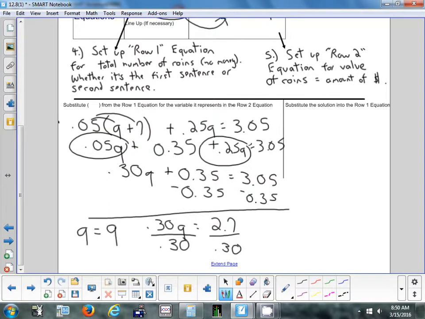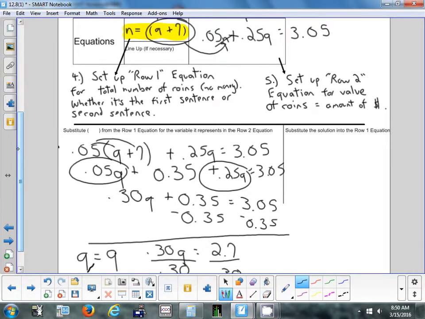Now, just like yesterday, I'll leave that up there so you guys can see. I'll put a little note on the end so I know it's a Q. Now I want the number of nickels and quarters. How do I figure out the number of nickels? Plug it back in. To which equation? Row 1 equation or row 2? Row 1, right? Because the N is already by itself. If I plug in the Q, it'll give me N. No division involved.